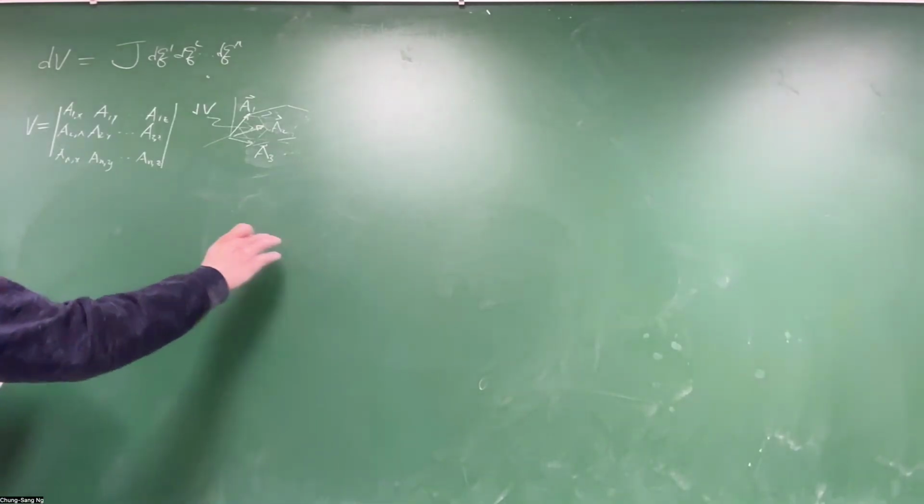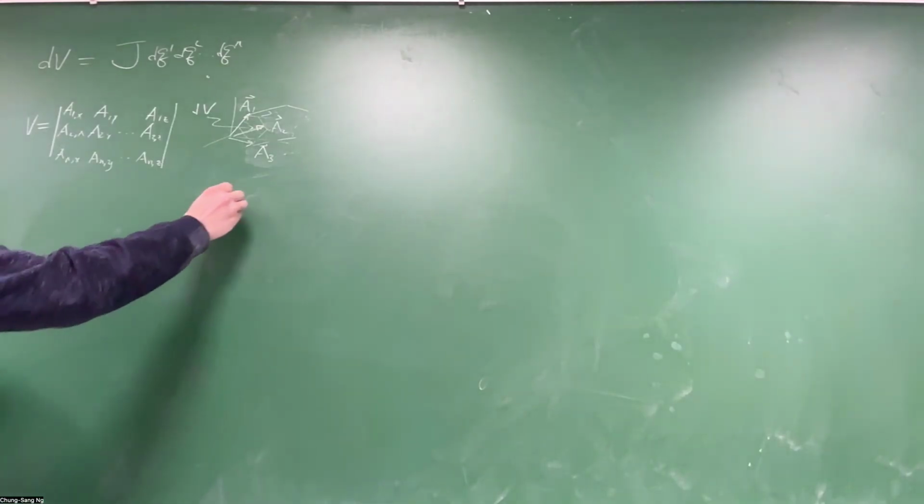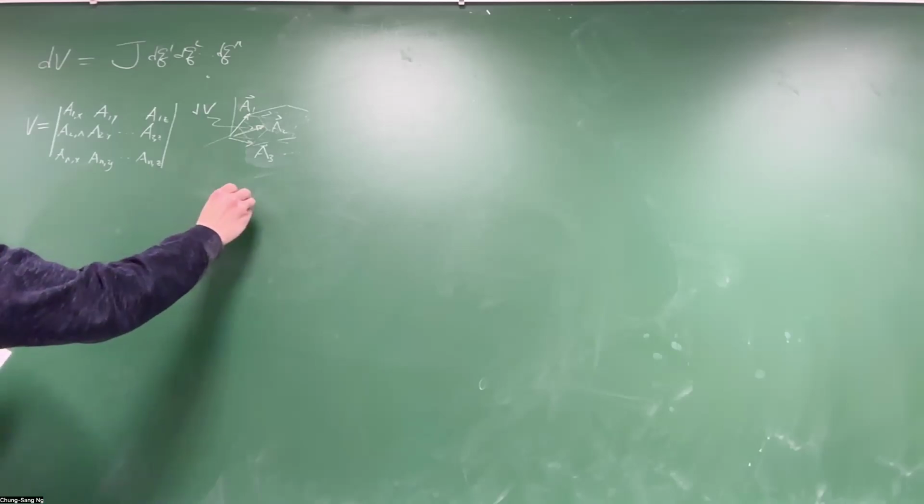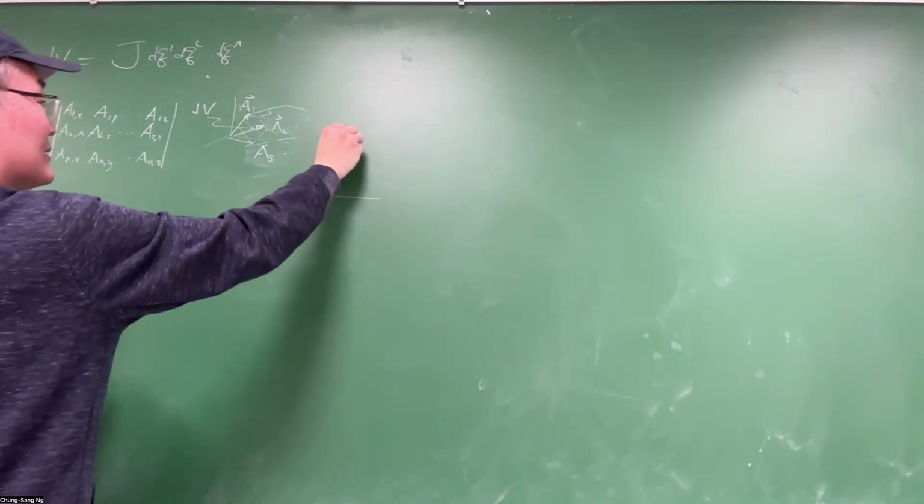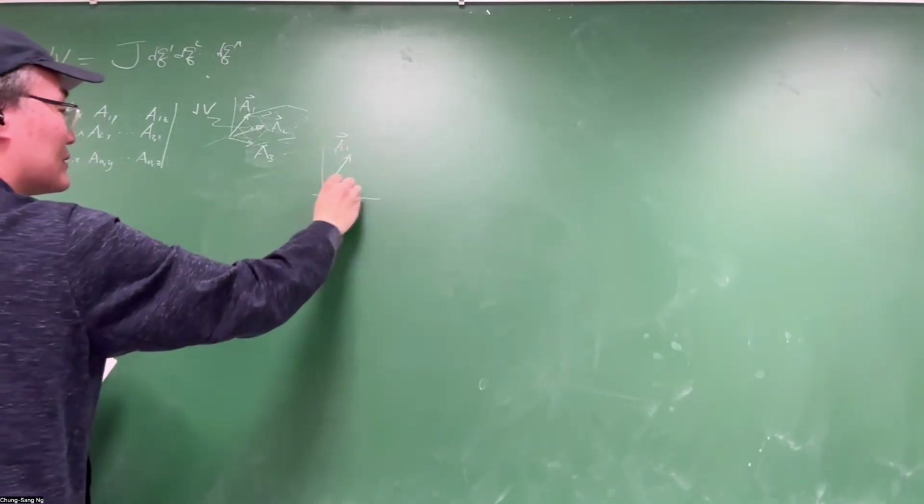Another is just to look at an example. Obviously the easiest one is 2 by 2, right? So now you just have two vectors, A1, A2, right?